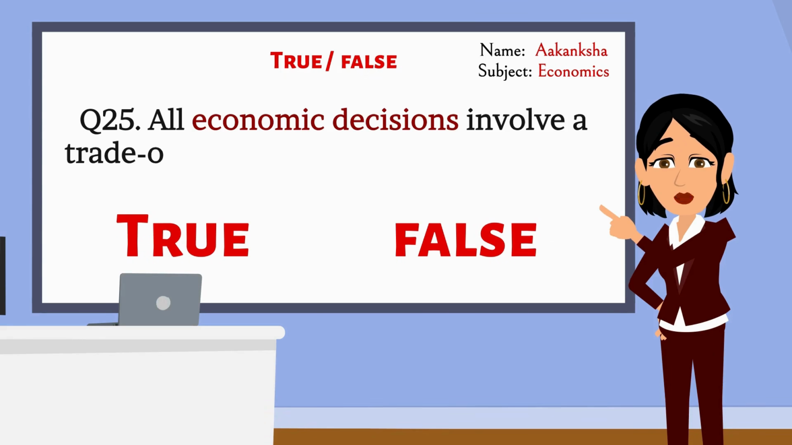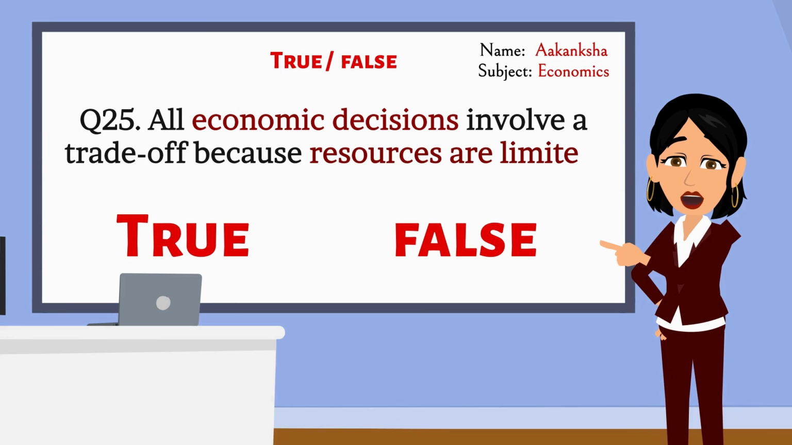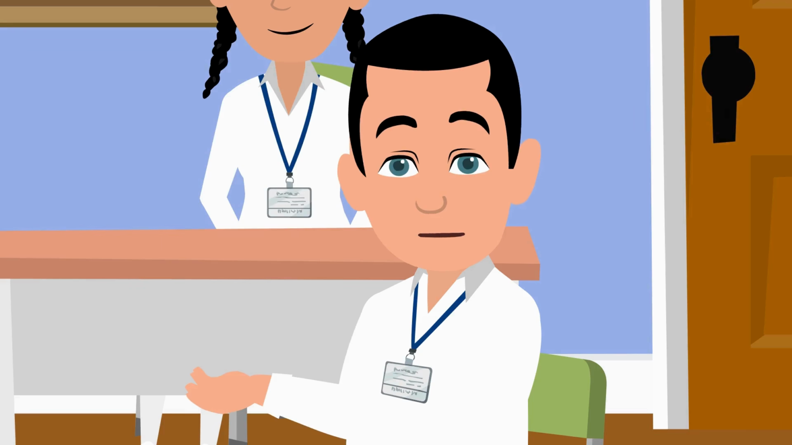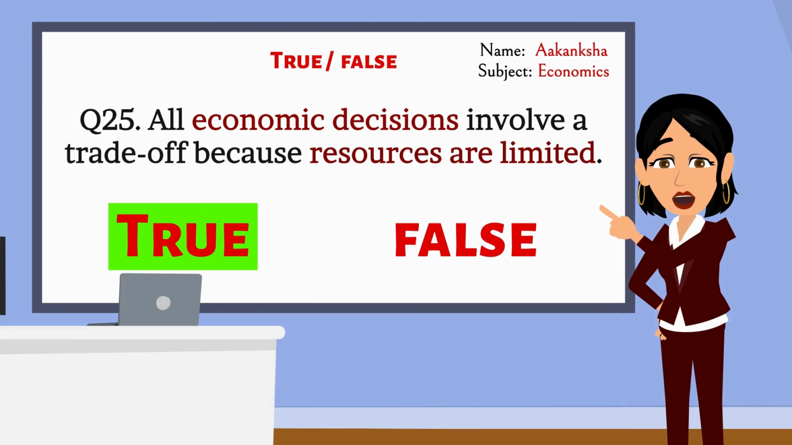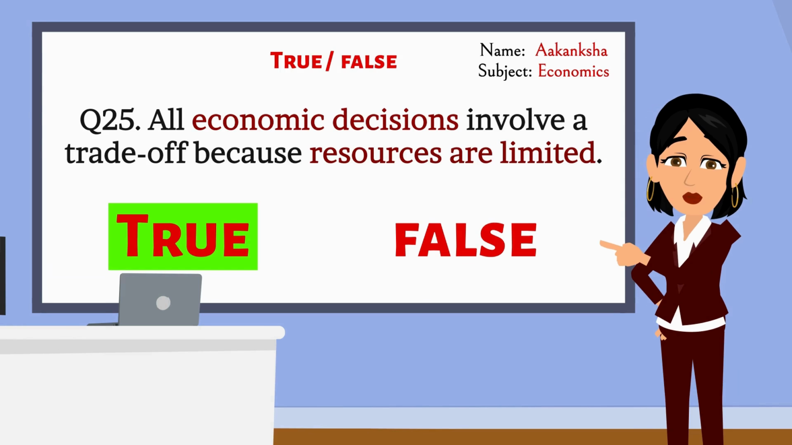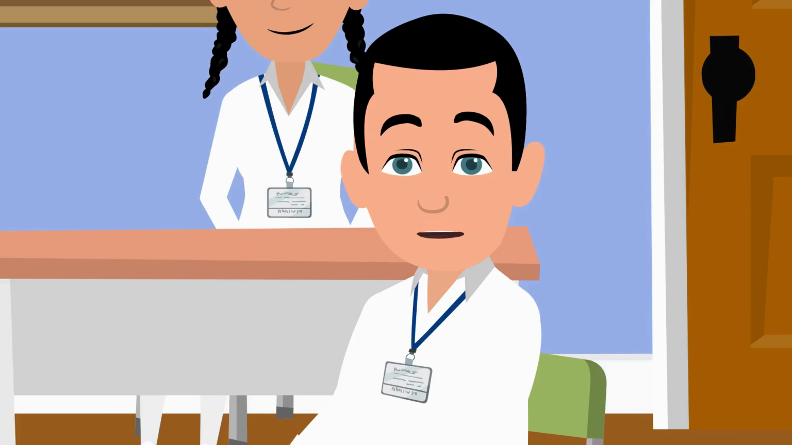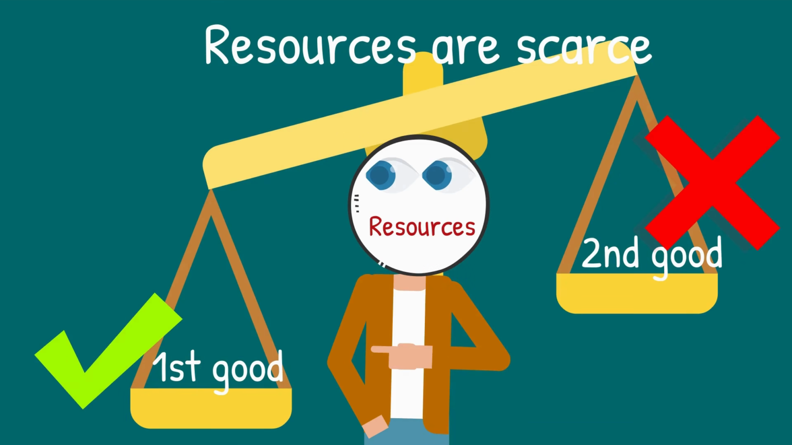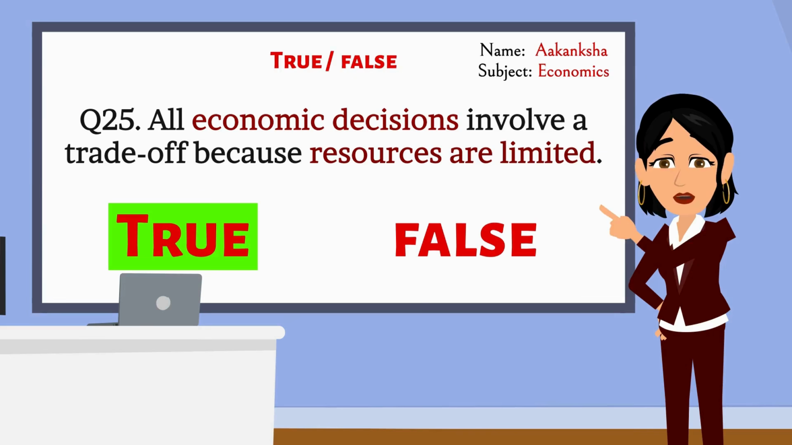Question 25. All economic decisions involve a trade-off because resources are limited. True or false? It's true, ma'am. Well done, Ansh. It's true, all economic decisions involve a trade-off because resources are limited. Why is it true? Resources are scarce, so choosing one option means giving up another. That's the trade-off. Perfectly explained.